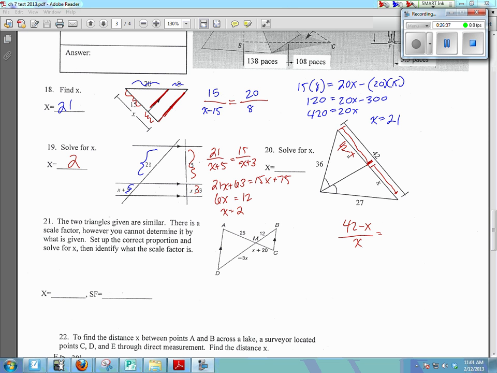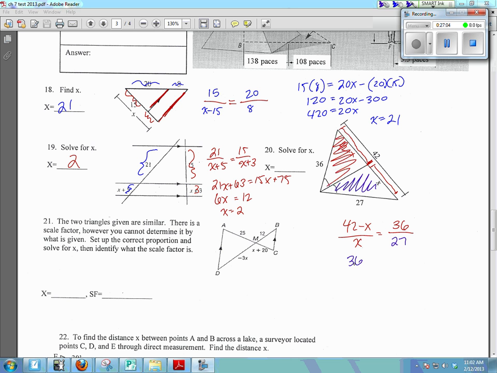Okay, so 42 minus x, I compare that to that x. And now the 42 minus x, that came from this triangle here. So when I put a number over here, it better come from the same triangle, and the only number that comes from that red triangle would be 36. And then because x came from this triangle, I better put a number down here that came from that triangle, so that's got to be 27.